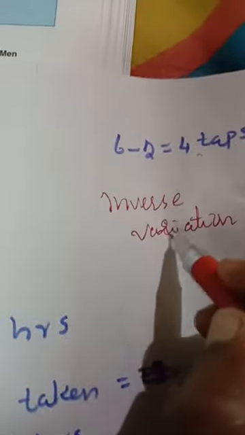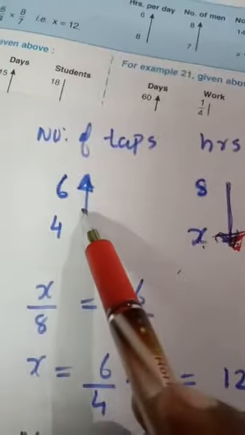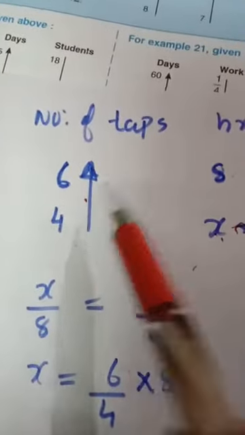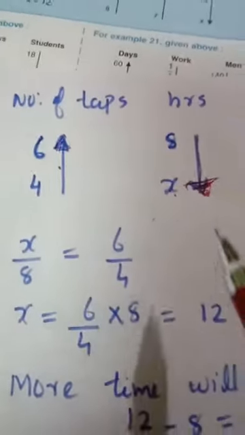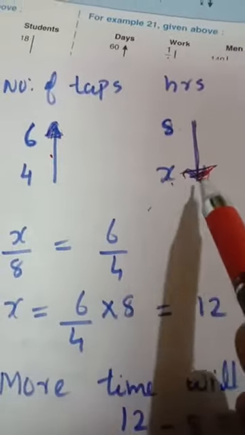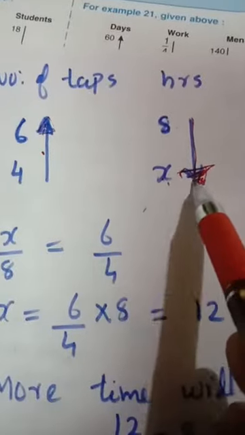Inverse variation. If this arrow is downward and this one upward, inverse means one is down, another is upward. Now we want to find x, so we can write the top of the arrow projected to x.